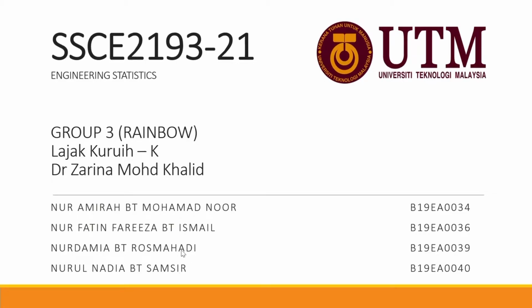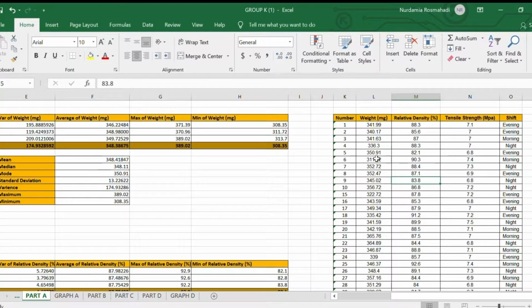We will present about our data from Lajak Kuruke, and me, Nur Damia, will start the presentation by answering question for part A. For part A, we have to summarize the sample data from Lajak Kuruke by using numerical form, tabular form, and graphical form. So this is the table of 200 sample data from 3 shifts, which are evening, morning, and night, and consists of 3 data obtained, which are weight, relative density, and tensile strength.